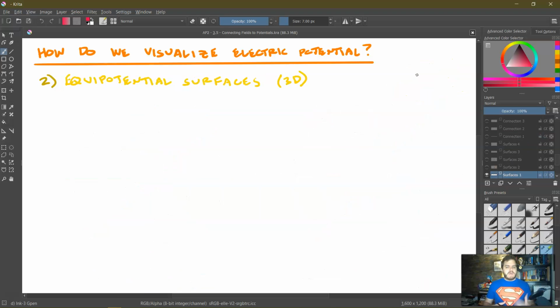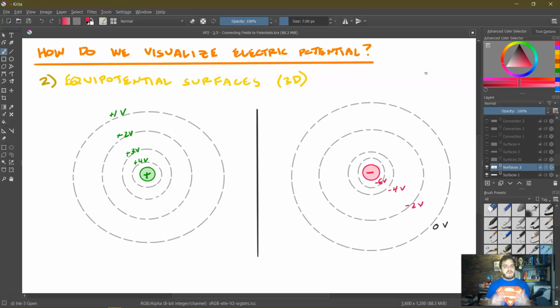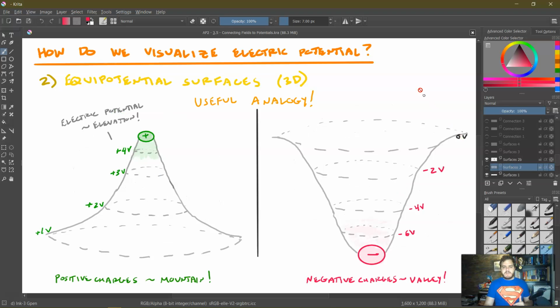So the other way we visualize electric potential is through what are known as equipotential surfaces. These are 3D surfaces that help us visualize the electric potential at every point surrounding some system of charges. So, for instance, going back a step, this was the equipotential or isopotential lines. And if I want to visualize these as surfaces, I'm going to basically take these and rotate the system so that instead of looking at them from a bird's eye view, we can make the equipotential lines more in level with our eyes.